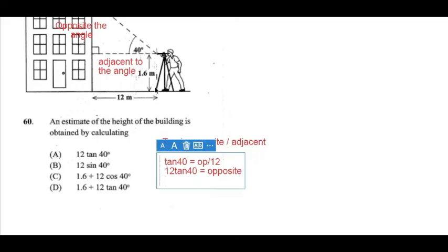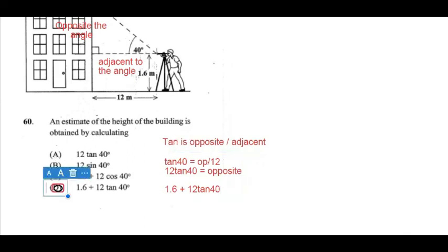So therefore, to get the total height of the building, it is as simple as adding the 1.6 meters to what we already received, which was the 12 tan 40, and that now covers the entire height of the building. So answer 460 is 1.6 plus 12 tan 40, and that is D. And yes, this question is repeated on the 2011, 2009 and 2007 papers, but they gave it in a different representation. It was not a surveyor that was looking at the building, it was a young boy.